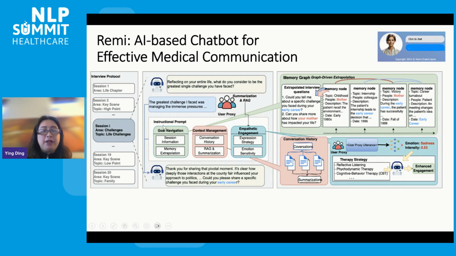We also have a very instructional prompt, like emotional support. We have goal navigation: for each session, you have a goal. In this goal, we also build on the memory graph, and we bring in the context of your conversation history and their summary. And we also have empathetic engagement based on your tone, as this is purely voice. Based on tone, we can provide emotional support and sensitivity detection. So these are some advantages of what we built.